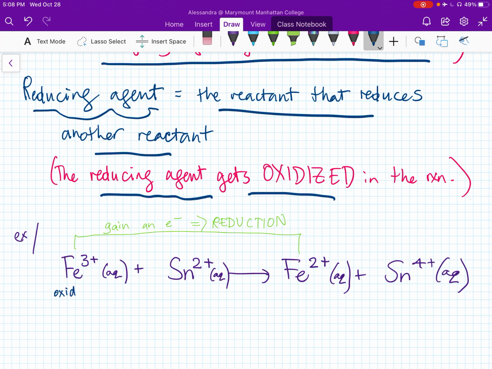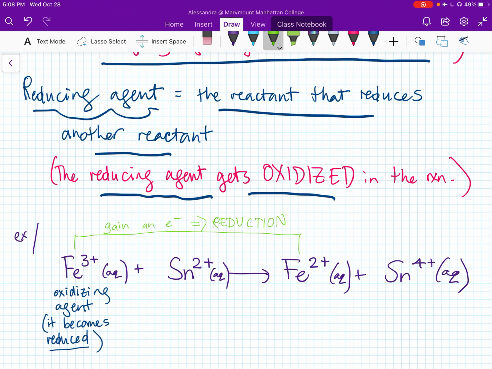Okay, I know this is very confusing. It's very confusing vocabulary. It is the oxidizing agent because it becomes reduced going from left to right. The oxidizing agent gets reduced.